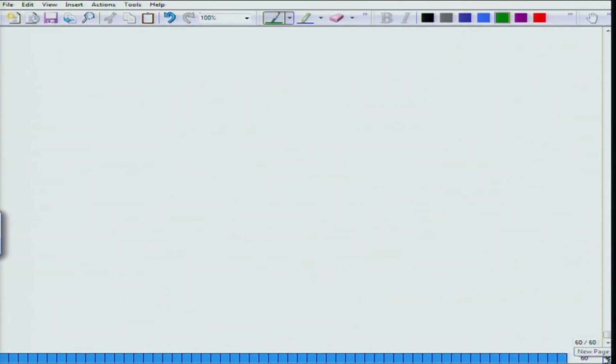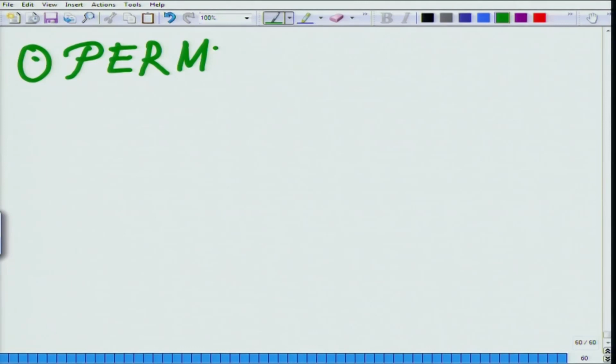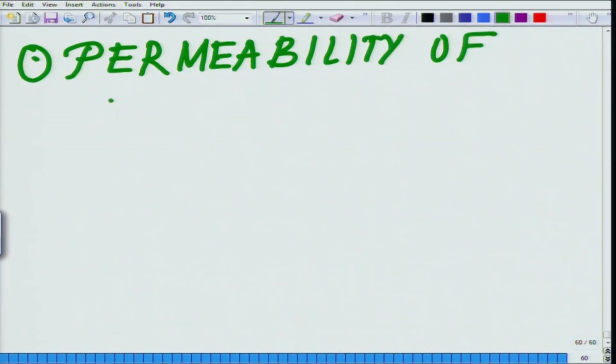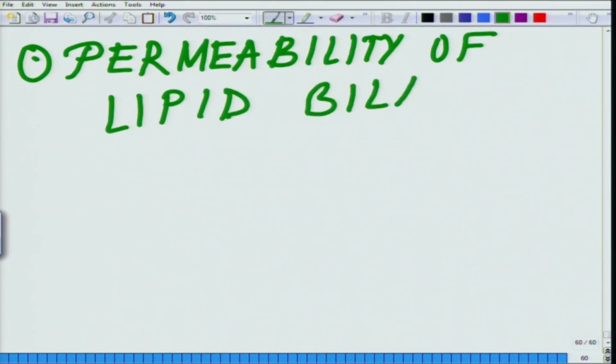From here we will move on to the permeability of lipid bilayer. This is very important. This is the second topic of this section. Permeability of lipid bilayer.